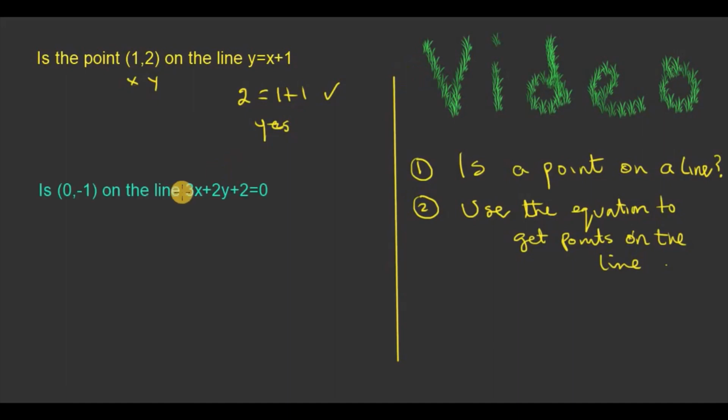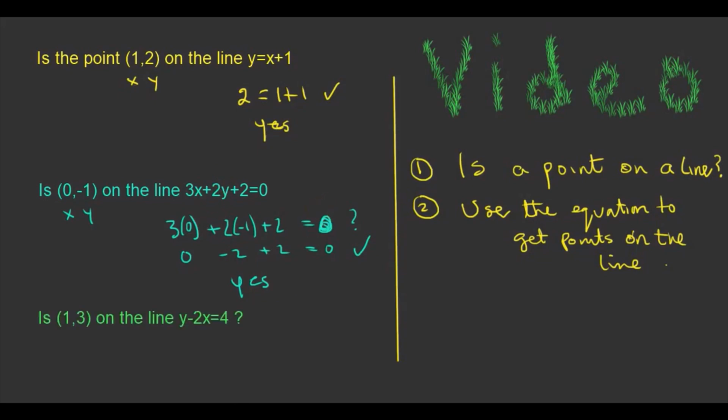Let's have a look at another example. So is 0, -1 on the line 3x plus 2y plus 2 is equal to 0? The first thing I'll point out is you'll notice that it looks slightly different in this format, but it is the equation of a line still. So again, the same thing. This is the x value, this is the y value. Plug them into this. So 3 times 0, that's going to give me 0, plus 2 times, well, y is -1, plus the 2. Is that equal to 0? We're asking that question. I've got 0 minus 2 plus 2 is equal to 0, and it's true. So yes, it is also true that this point is on this line.